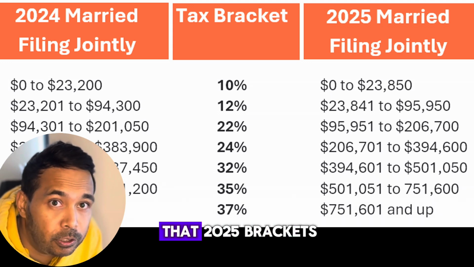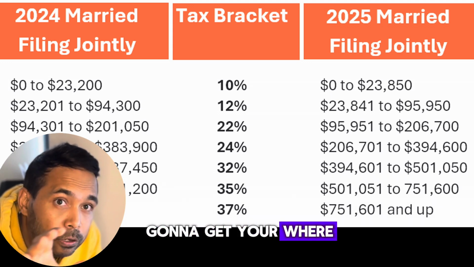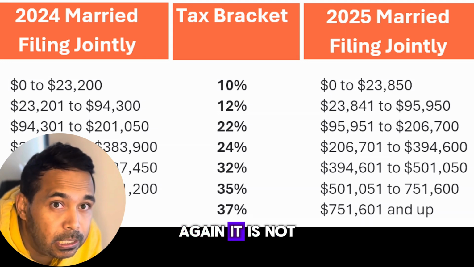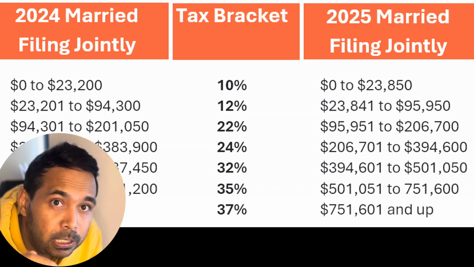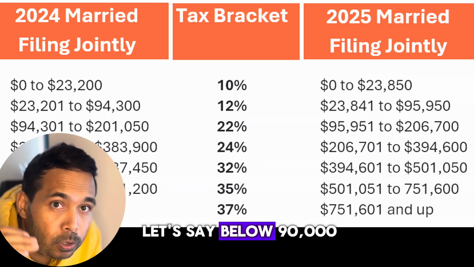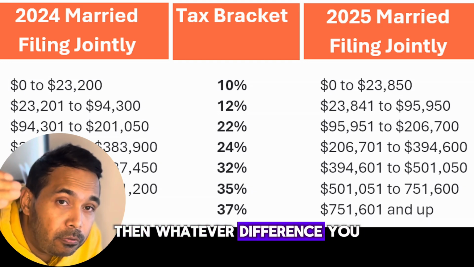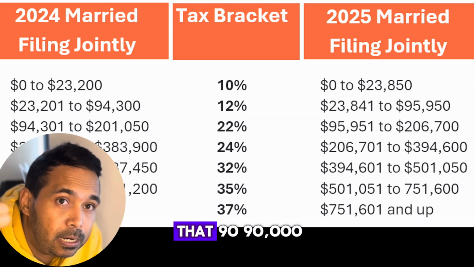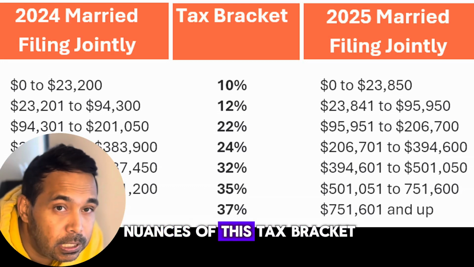So look at the 2025 brackets, and that's how you figure out where you land in your tax bracket. Again, it is not exactly that you pay 22% on everything. It's by the slab. So your first, let's say, 90,000 is going to be calculated differently than whatever difference you are left with after that 90,000, right? So those are the nuances of the tax bracket.